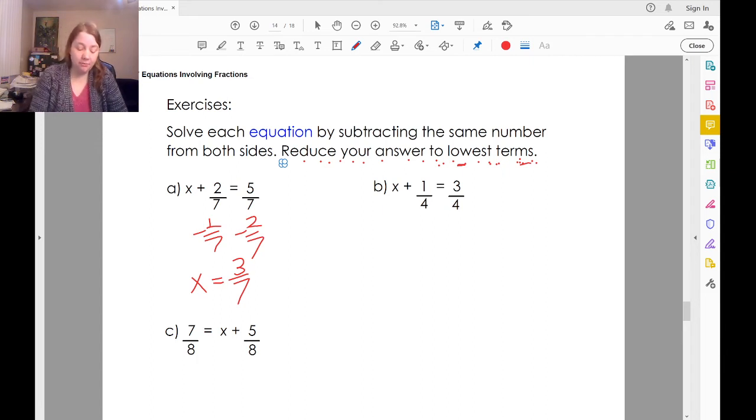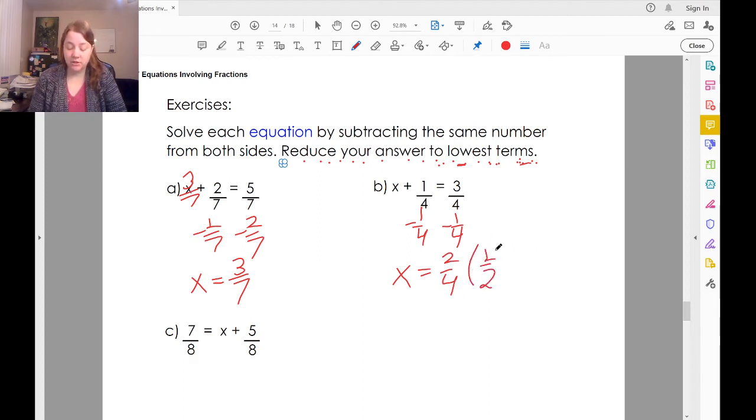We can check that by putting 3/7 in for x. 3/7 plus 2/7 equals 5/7. Letter B says x plus 1/4 equals 3/4. So let's take the 1/4 away from x and take it away from both sides. Remember, that equation has to stay balanced. So now we have x equals 2/4. Or if we simplify by 2 over 2, x equals 1/2.